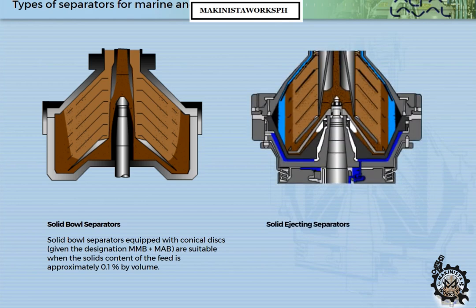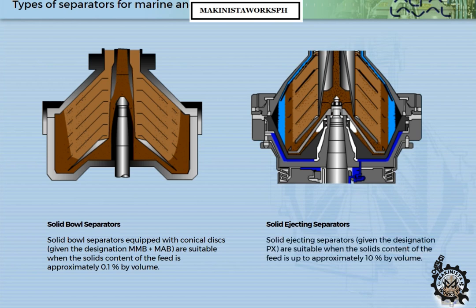Solid ejecting separators. Solid ejecting separators, given the designation PX, are suitable when the solids content of the feed is up to approximately 10% by volume.